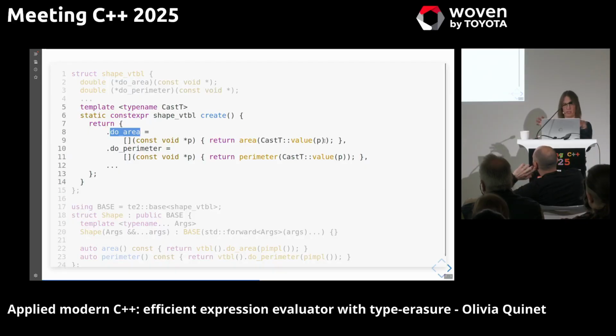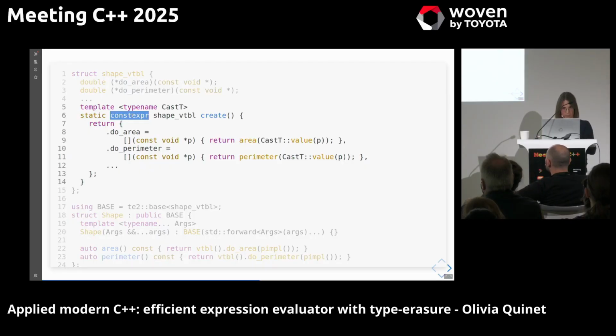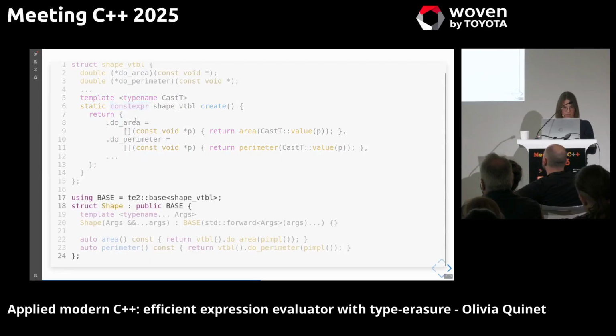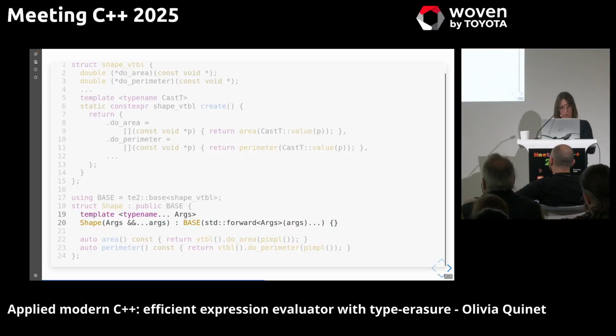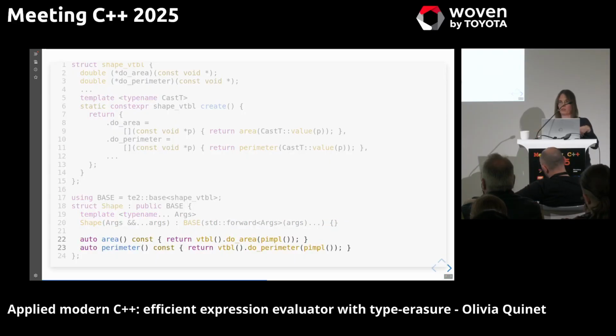You can't do that there because it's a lambda function without context, so it's a static method, and it will run all the time. And then for the public object shape, you define it from the base of the framework. You define the constructor and the two methods that you are going to manipulate. So in short, it's much shorter, with less boilerplate for the type erasure.